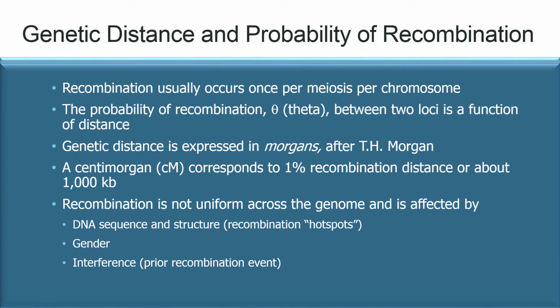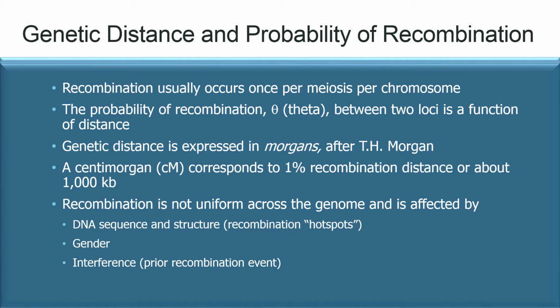Recombination, interestingly, is not uniform across the genome, and it's affected by the DNA sequence and structure. As we've learned, there's many places in the genome in which structure influences how readily the DNA opens up and recombines. Interestingly, recombination is different between males and females. And interference refers to the fact that if a recombination event has occurred in a particular place, recombination events around that place are less likely to occur.